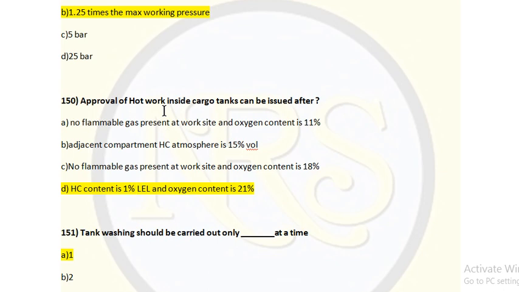See, when you are going to do the hot work, there should be man entry. Man has to enter to do the job, and there should not be any flammable gas because you are going to do the hot work in it. So option D is the realistic condition. It is the correct answer for question number 150.